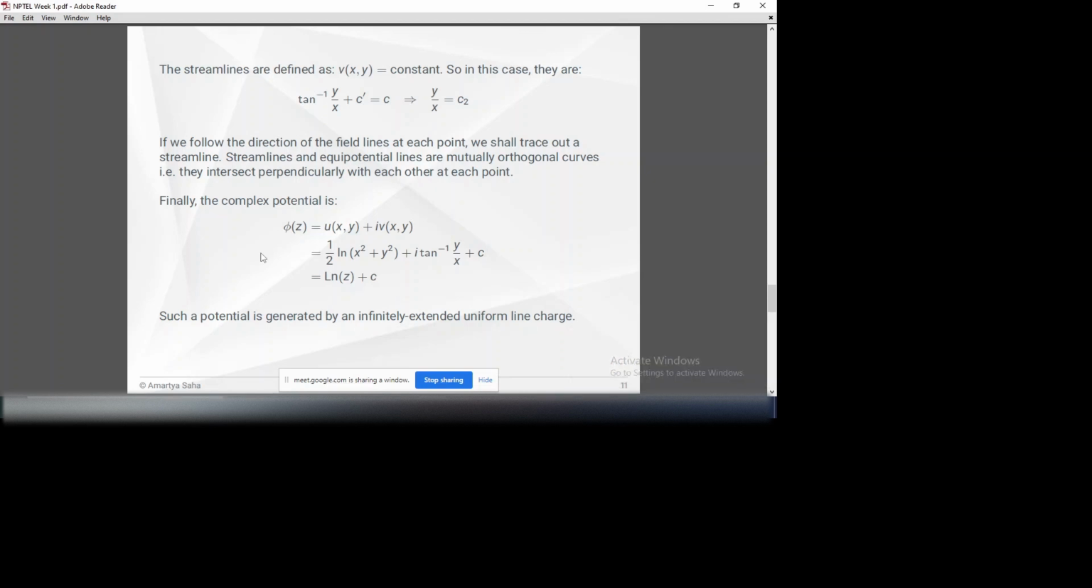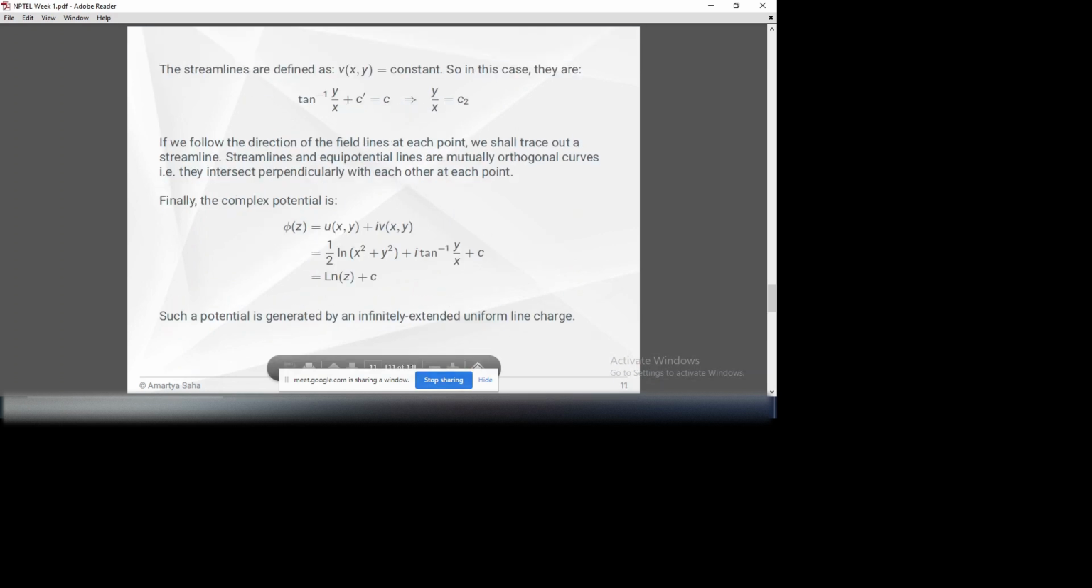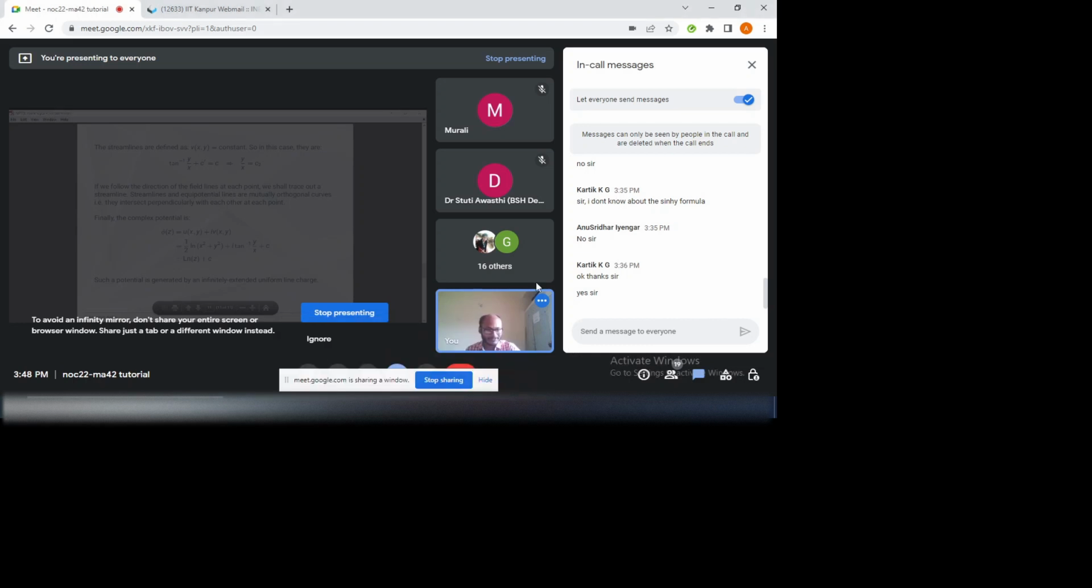If we want to connect with electrostatics, such a potential is generated by an infinitely extended uniform line charge. Okay, so that is just side information, but that is the process to find the equipotentials and streamlines and then the complex potentials. So that was a somewhat involved problem. So is there any question?